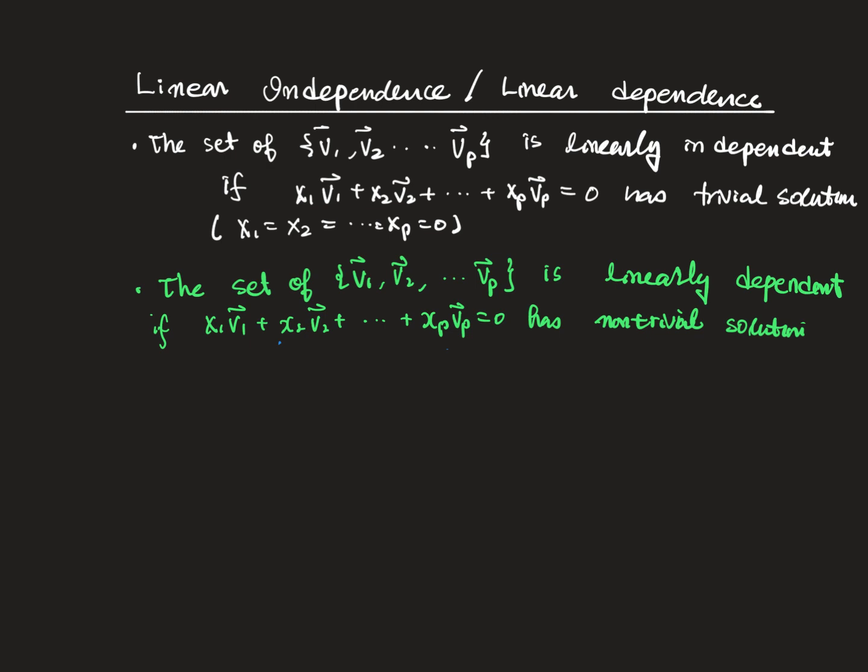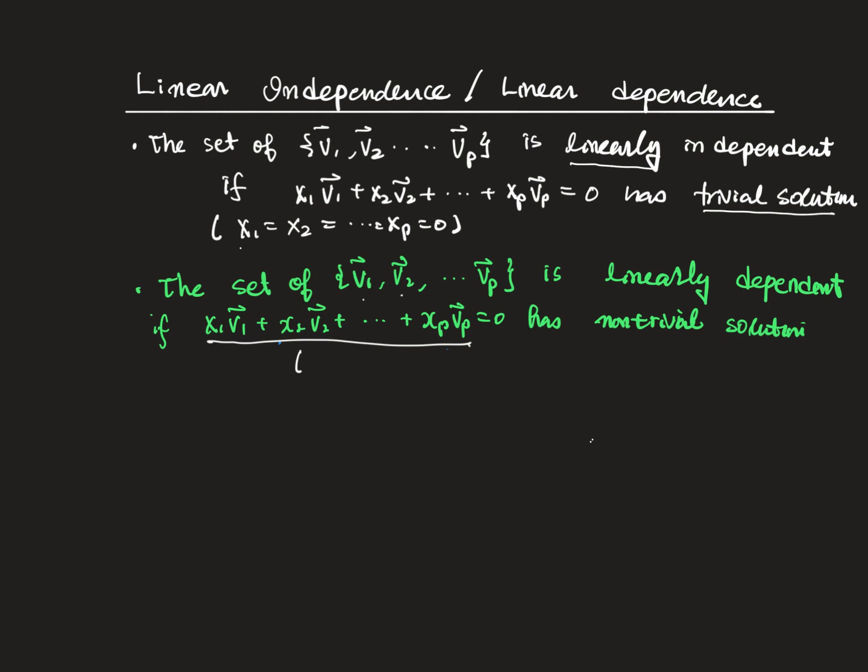You have a set of vectors v1, v2, ..., vp. The set is linearly independent if this vector equation has only the trivial solution, meaning x1, x2, ..., xp are all 0. That's what we call linearly independent, okay? The other way, if the same vector equation has a non-trivial solution, then the set of vectors is linearly dependent.